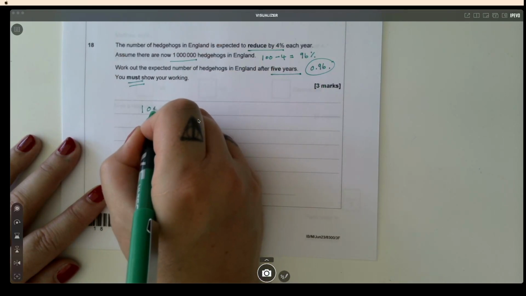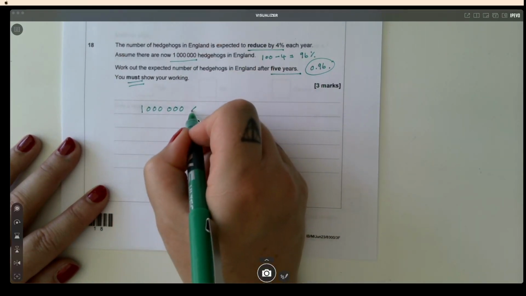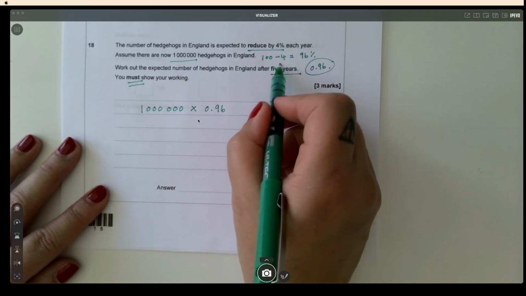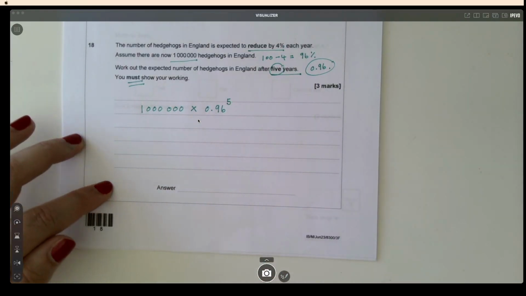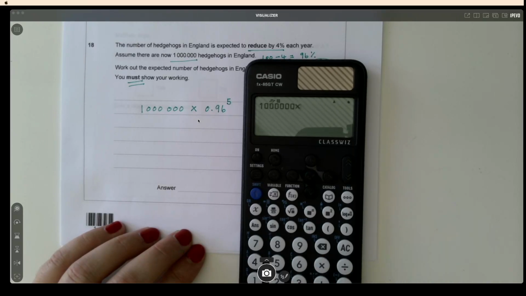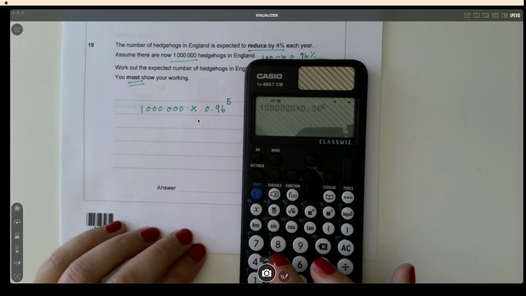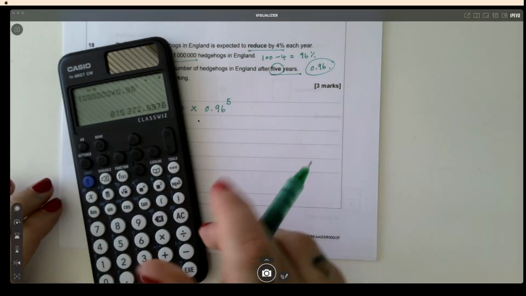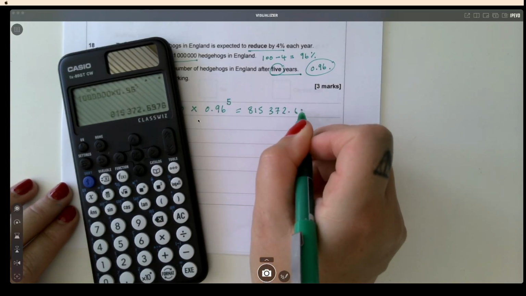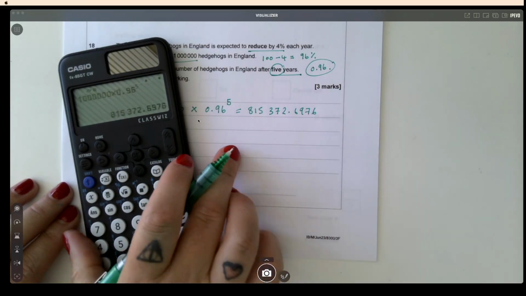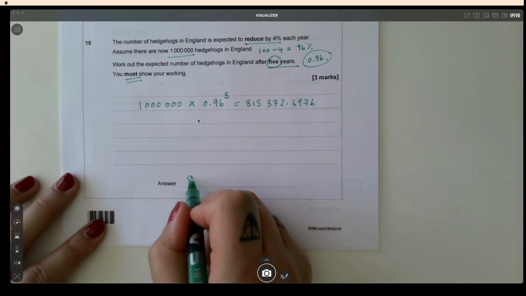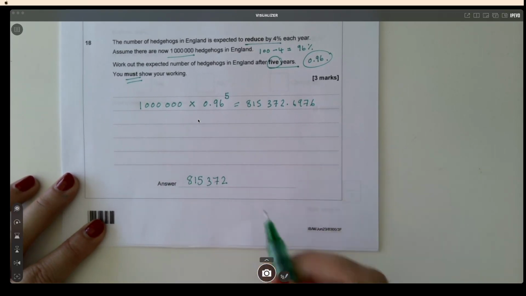So we're going to take that starting number of hedgehogs, 1 million. We're going to multiply it by our multiplier for that 4% reduction, and then we're going to raise it to the power of 5 years. And then we're going to pop that in our calculator. So 1 million times 0.96 to the power of 5 gives us an answer of 815,372.6976. We can't have 0.6976 of a hedgehog, so we're going to write our answer as 815,372.